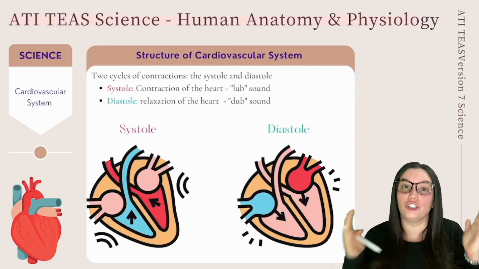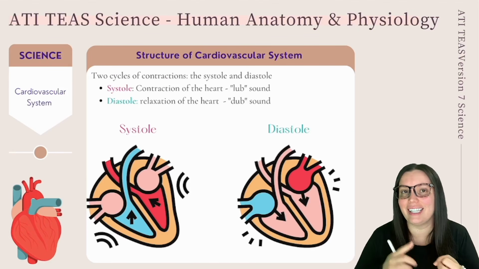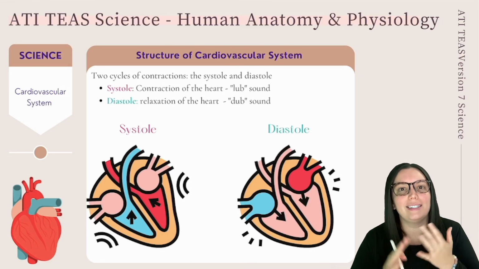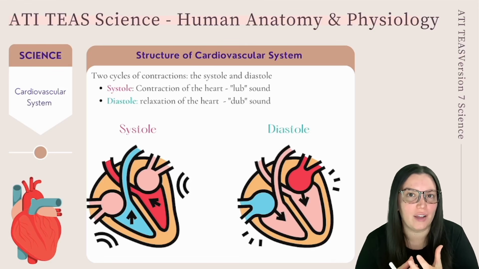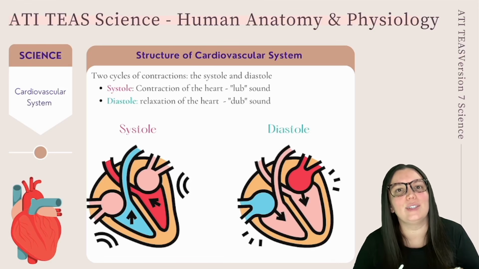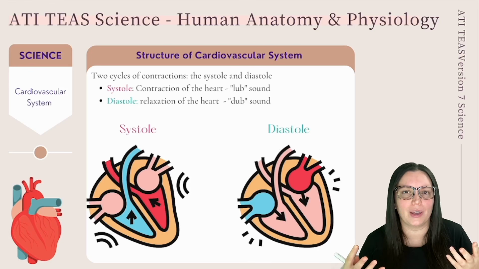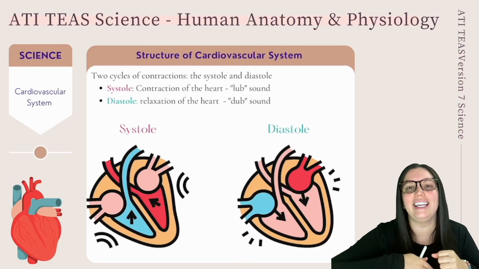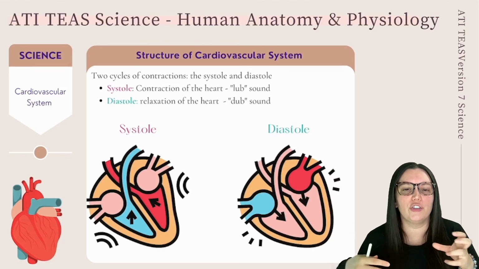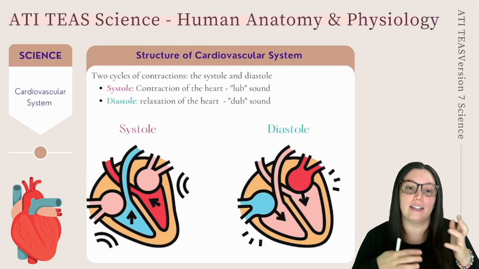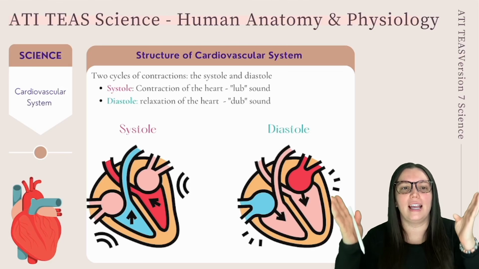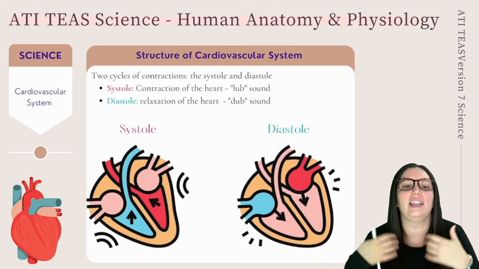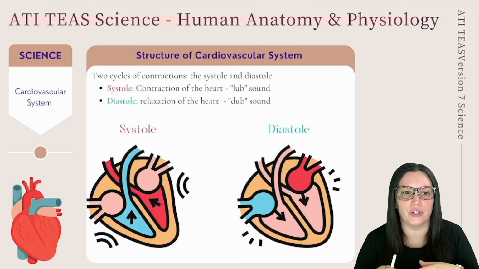So two common words you're going to hear a lot are systole and diastole, and that's what happens during our cardiac cycle. Systole is the contraction of the heart, and diastole is when the heart relaxes. During systole, the blood is being pumped out of the heart and into the arteries. The atrioventricular valves, our mitral and tricuspid valves, close, and that closing is what causes the lub sound that you hear first.